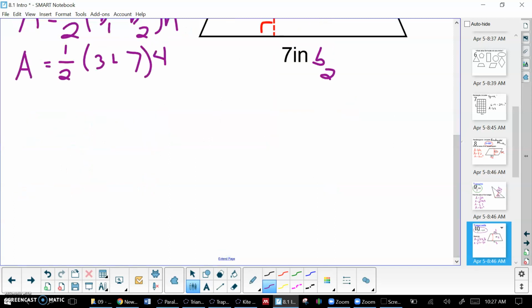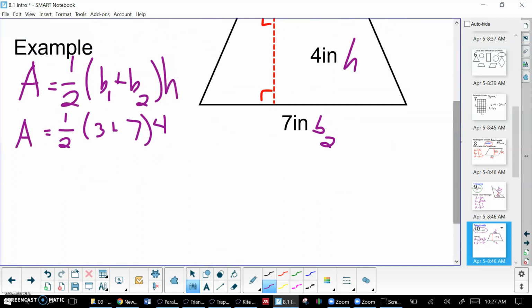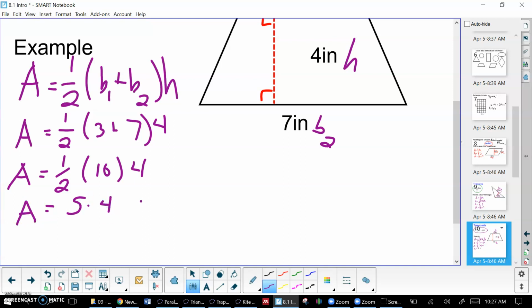Okay, so something like this, just again remember you have to follow your order of operations. So area is going to equal 1/2 times 10 times 4, doing things in parentheses first, and then we can multiply left to right. So area equals 5 times 4, which is 20 square inches.